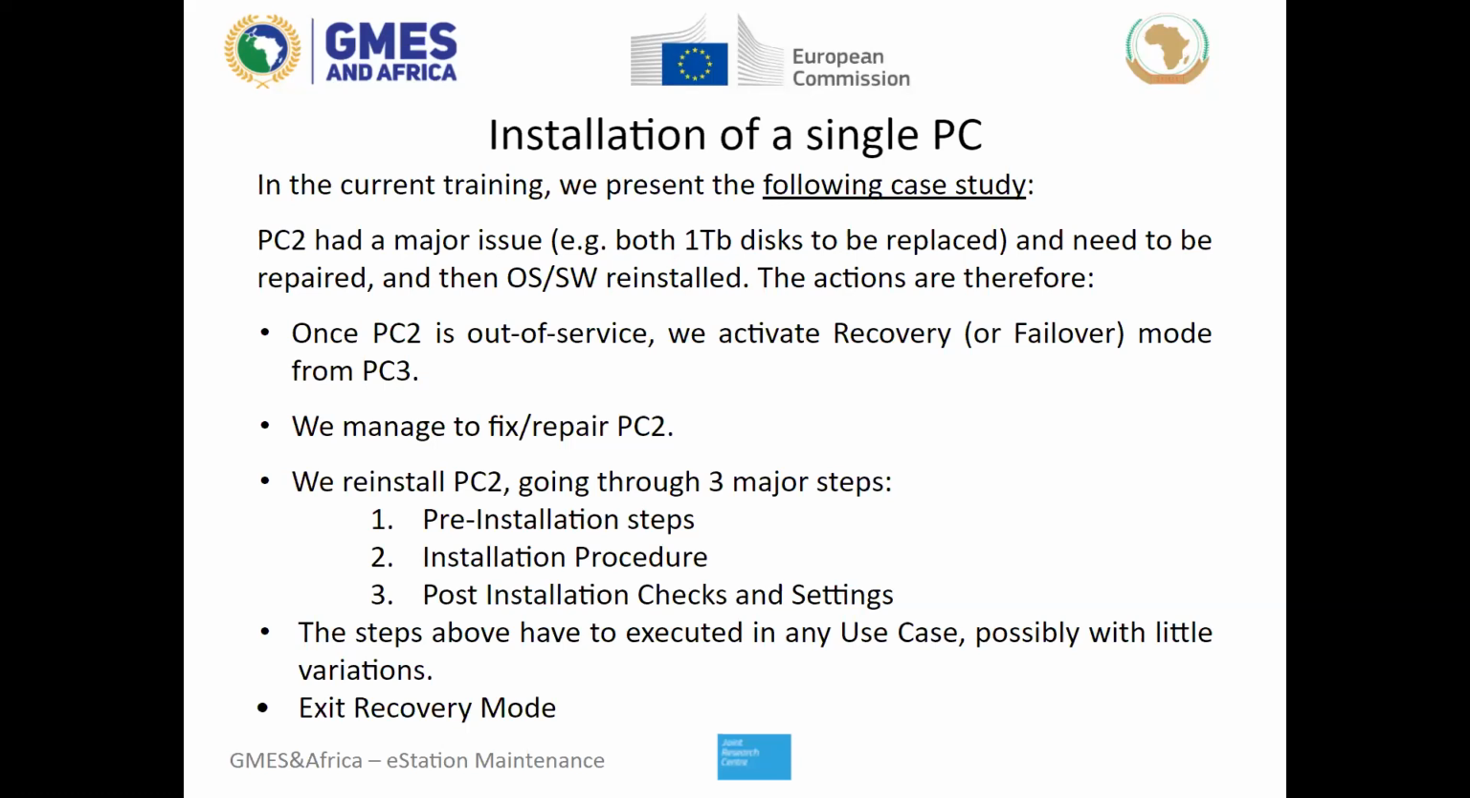So that is what we are going to see in this case study, where the PC2 is out of order, and initially, as I mentioned before starting to install, you have to follow the list of procedures and put the other Mesa stations in the recovery mode, and then repair the PC2, and then follow these steps to install, and then do the post installation check, and then put back the system in the nominal mode. So that is what we are going to see now.